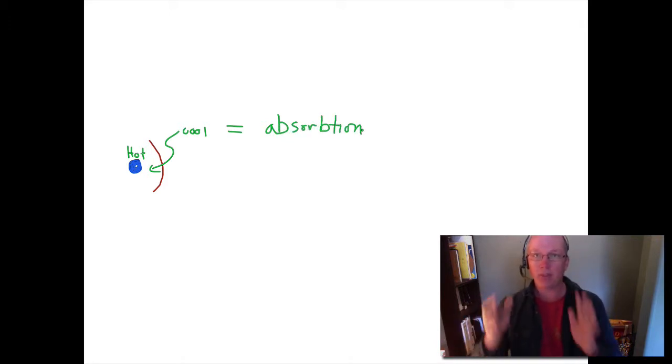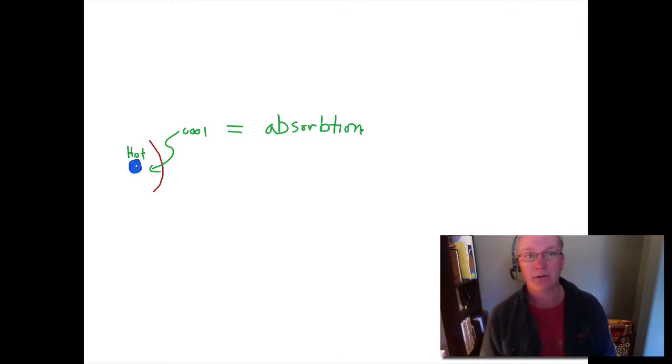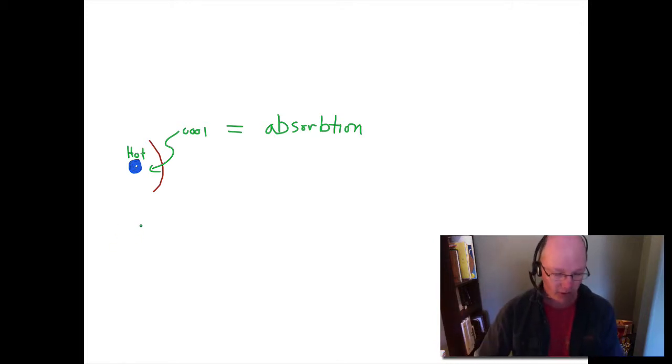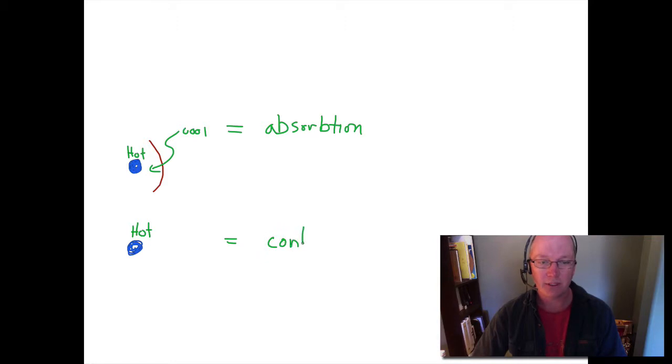And the absorption pattern you see is dependent on the materials that are in there. We have some other situations, though, that we need to be aware of. If I just have a hot object, so this is hot, and it's not surrounded by a cooler gas, this is just called our continuous emission.